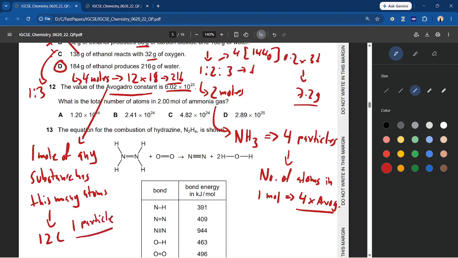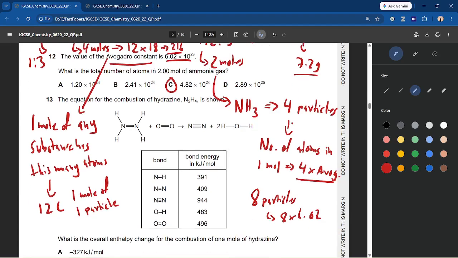So 1 mole of 1 particle, rather. 1 mole of 1 particle. So because we have 4 particles in 1 mole of ammonia, 2 moles of ammonia will have 8 particles. So this will be 8 times 6.02. So if you do that, your answer will come out to 4.82 into 10 to the power 24.